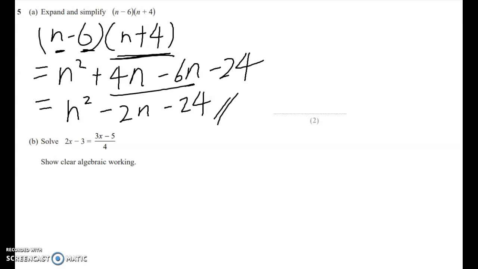All right. So now let's move on to part B. Part B is asking us to solve the equation. It's not asking us to expand or simplify. It's really asking us to find the value of x. So this is the solving question. What I would usually do again is copy the question first. So 3x minus 5 divided by 4.